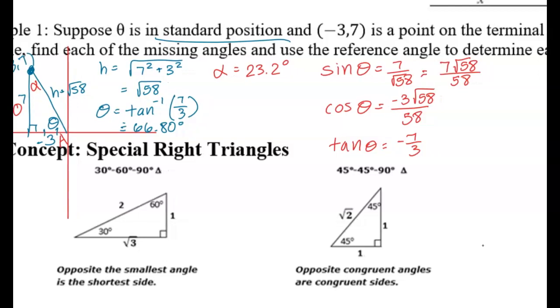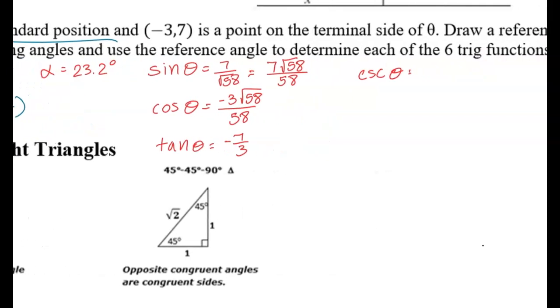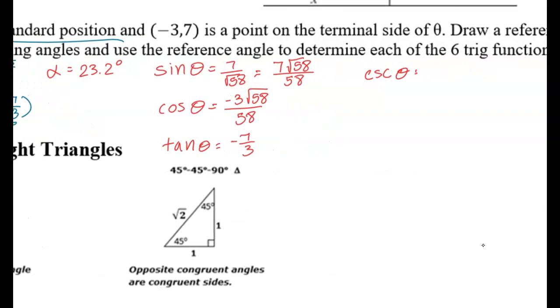Okay. So now the other 3 trig functions are just the reciprocals. So you look at the original of sine to get cosecant, and you end up with square root of 58 over 7. Secant is square root of 58 over negative 3. And cotangent is negative 3 over 7. And you're done.